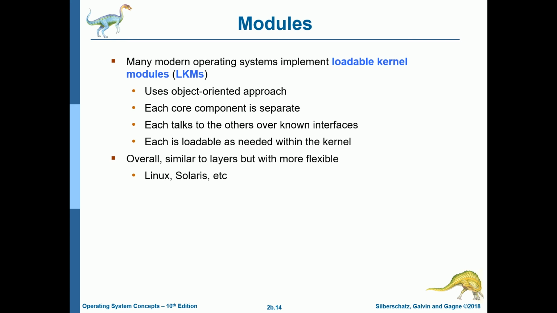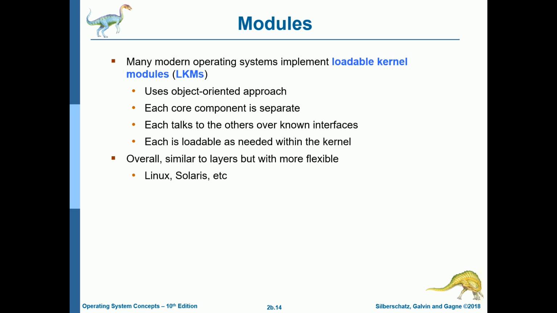The overall result resembles a layered system in that each kernel section has defined protected interfaces, but it is much more flexible than the layered system because any module can call any other module. The approach is also similar to the microkernel approach, in that the primary module has only core functionality and knowledge of how to load and communicate with the other modules. But in this case, it's more efficient because the modules do not need to invoke message passing in order to communicate.